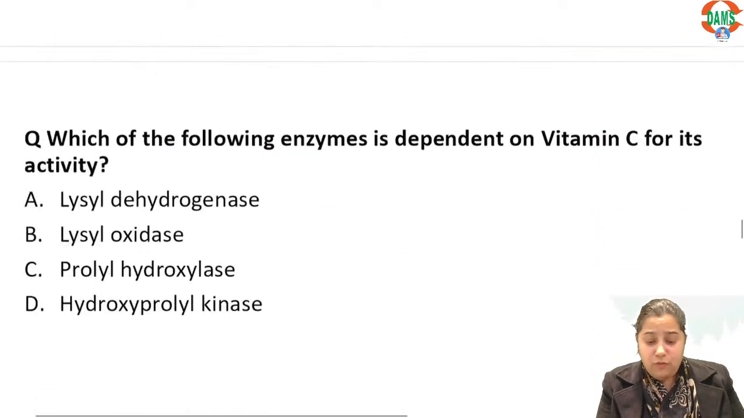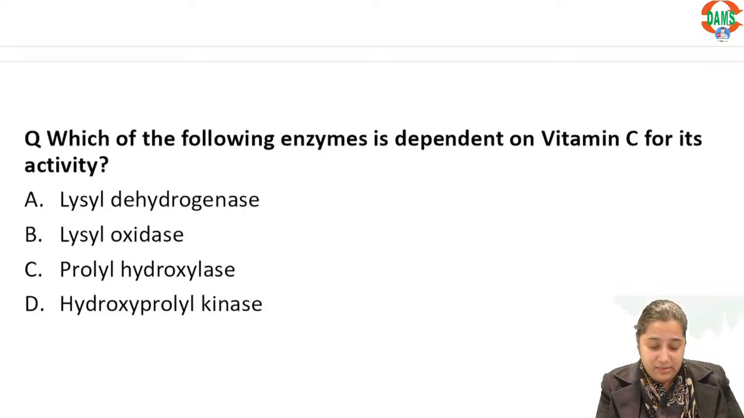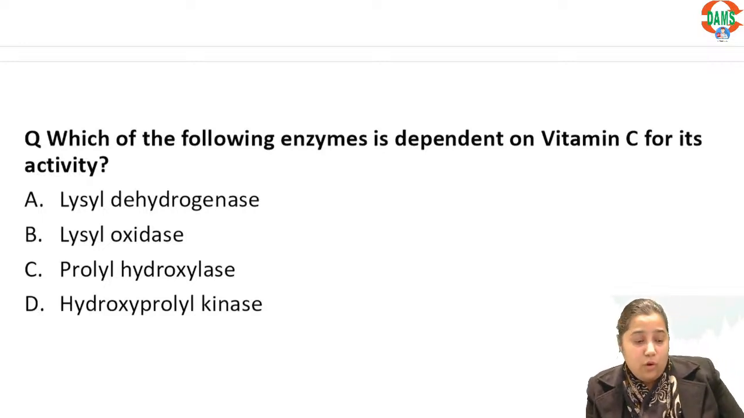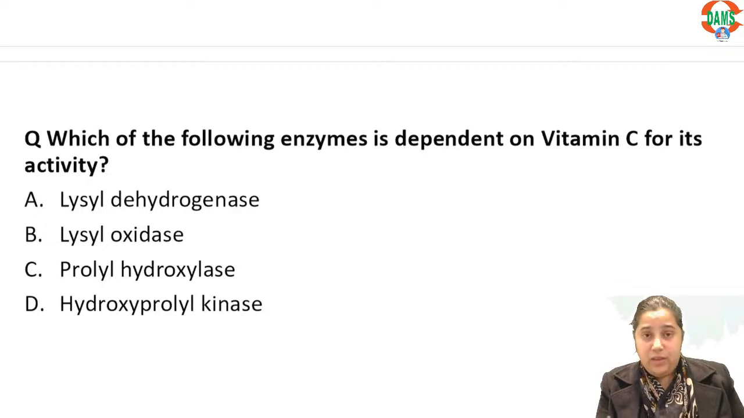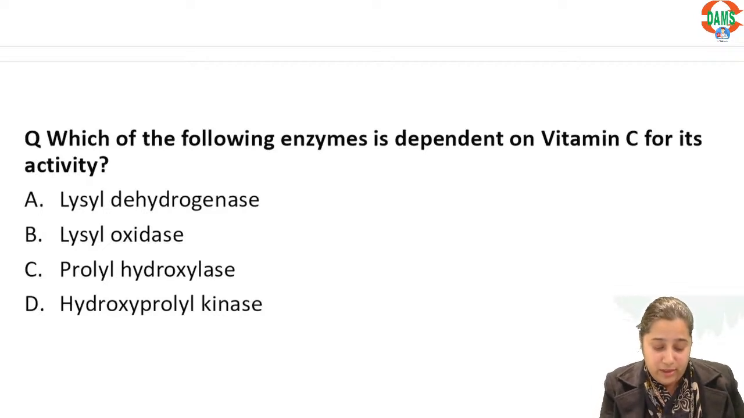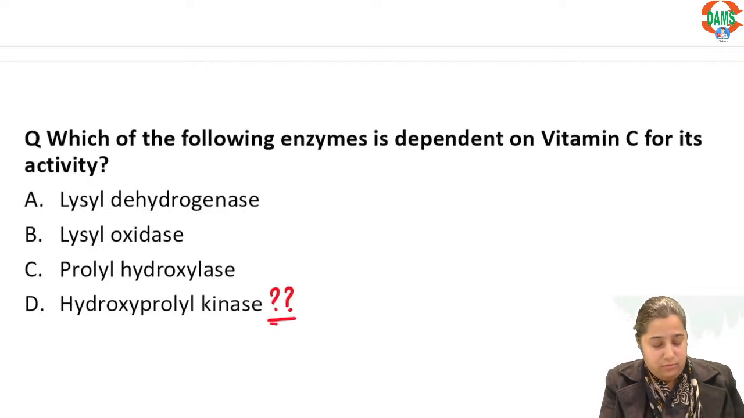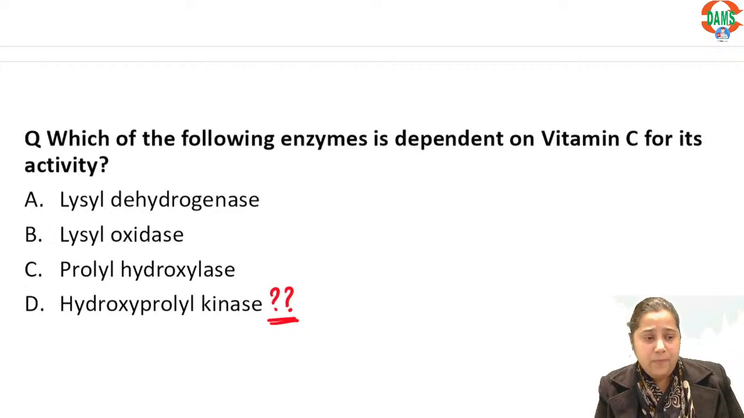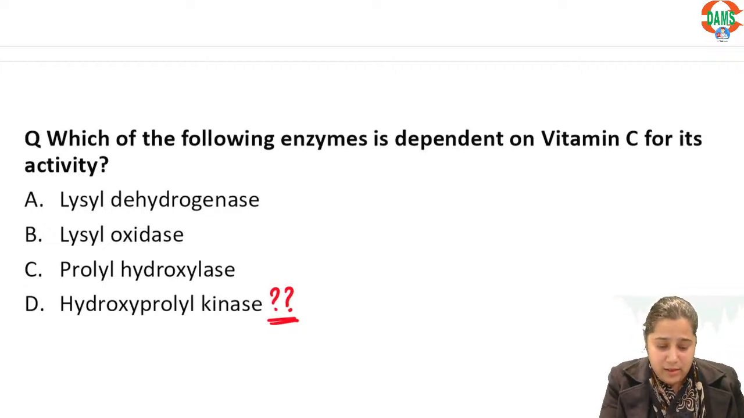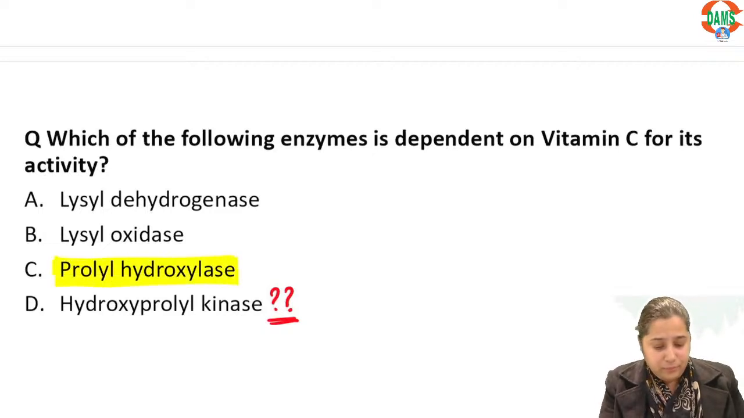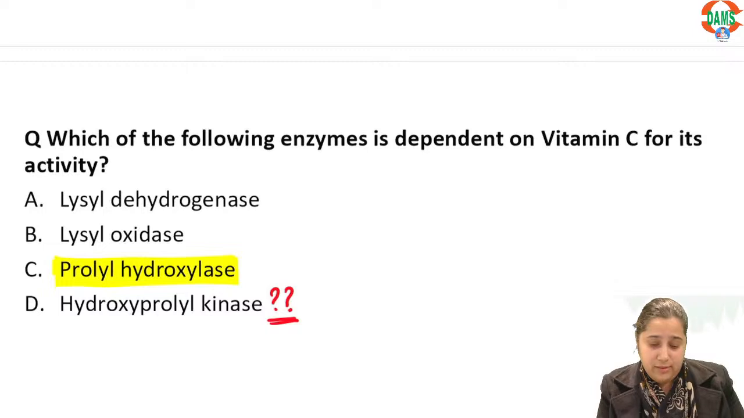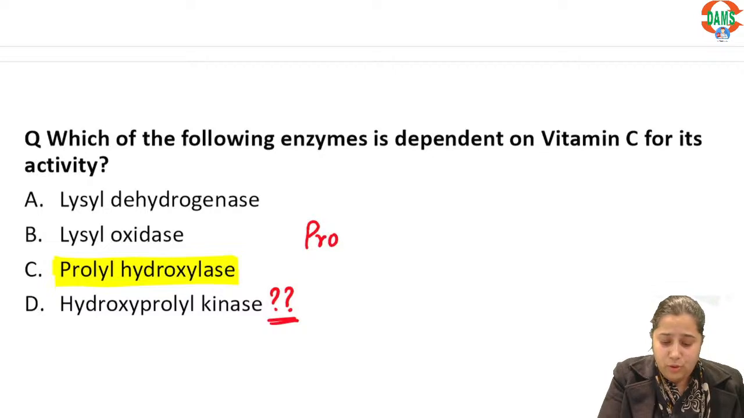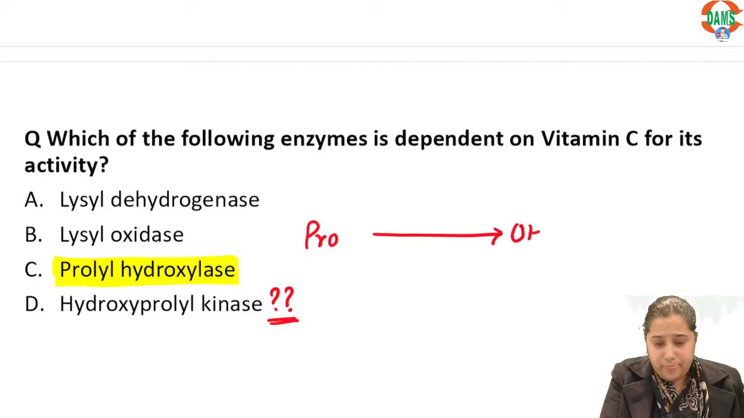Question: which of the following enzymes is dependent on vitamin C? Let's see if all the options were correct. If this was related to lysyl oxidase, prolyl hydroxylase, what was the fourth step? What was the fourth distractor? Whatever it is, the answer is prolyl hydroxylase. Prolyl hydroxylase converts proline to hydroxyproline.